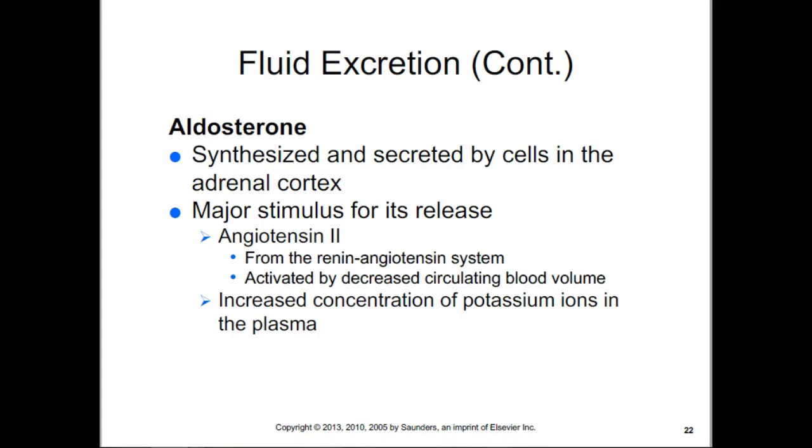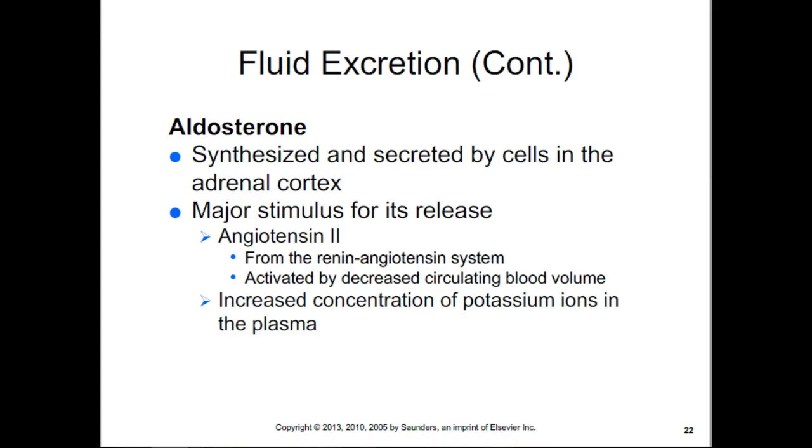All right, again, aldosterone is synthesized and secreted by the cells in the adrenal cortex. Remember, aldosterone is a mineralocorticoid. It is going to be released by your zona glomerulosa. The major stimulus for the release is angiotensin 2. Remember, you will release angiotensinogen from your liver. If there is a decrease in your blood pressure, and we have to increase blood pressure, renin will be released by your kidneys.